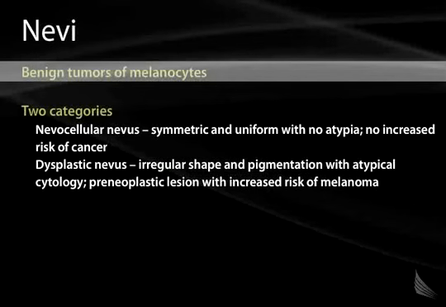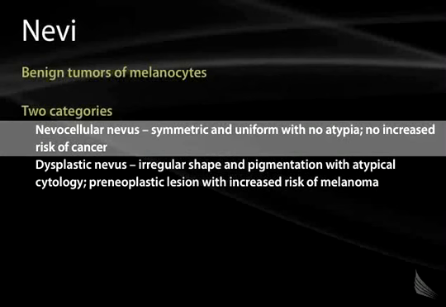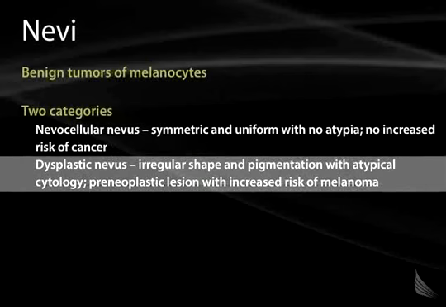Nevi are benign tumors comprised of melanocytes. There are two main categories of nevi: common nevi, which are benign and unremarkable, and dysplastic nevi, or atypical nevi, which are often irregular in shape, irregular in pigmentation, or have atypical cytology under the microscope. Dysplastic nevi are possibly pre-neoplastic with an increased risk of development to melanoma, but this is not known with certainty.